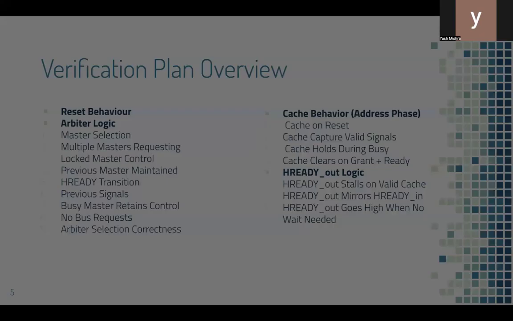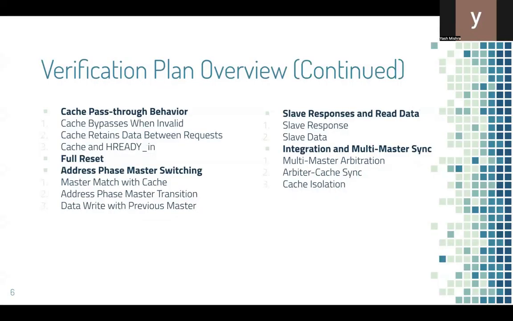Even further, we can also check cache pass-through behavior, where we check if the cache bypasses when invalid. If the cache is not valid, meaning there is nothing stored, then the address phase signals downstream should come directly from the current master's input. Cache retains data between request, cache, and HREADY in. Further, full reset, which is that every signal from arbiter control lines to cache status resets correctly.